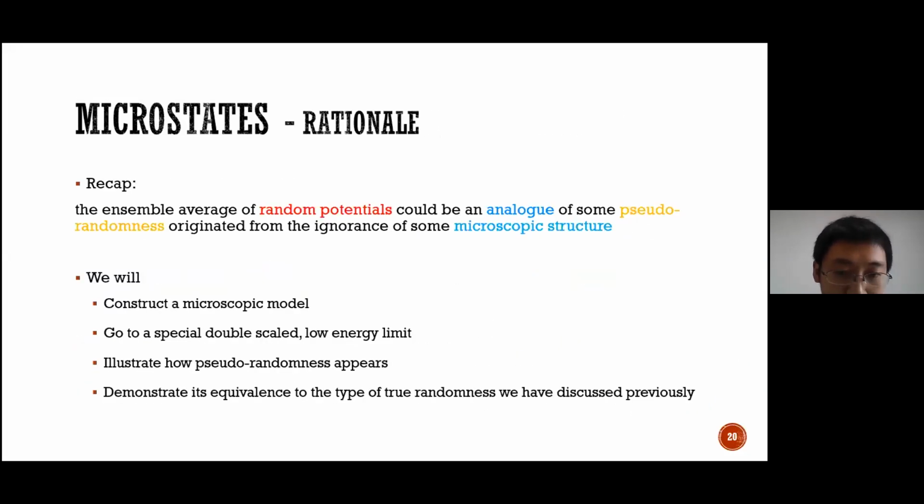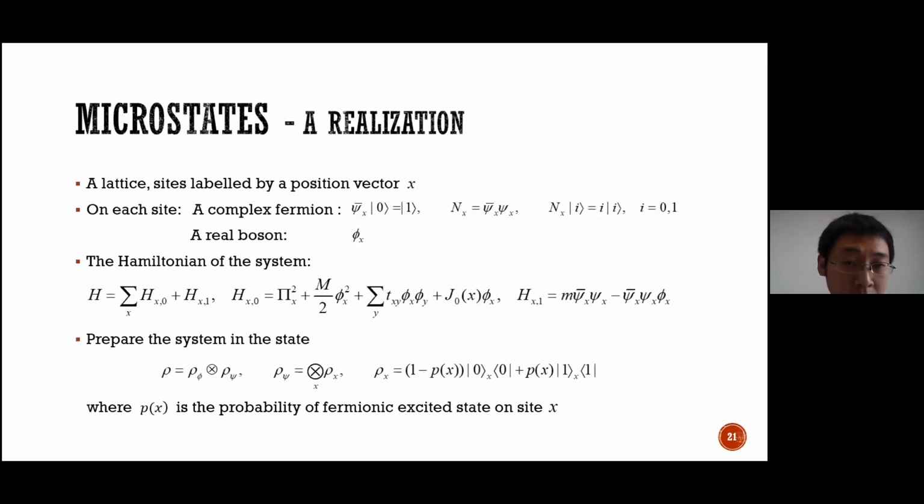So let's go to the bottom layer of our cake, and try to construct a microscopic model. Just a quick recap: we want to construct a microscopic model that could have some emergent pseudo randomness after we deal with the microscopic. Basically, we first construct a microscopic model, and we want to go to a special double scaling limit to reach the infrared and get an effective low energy limit. Along the way, we will show that there will be some pseudo randomness appearing in the process, and we will hopefully demonstrate that this pseudo randomness is actually equivalent to what we have just seen from an ensemble average over true random theories. So this is the plan for the remainder of the talk.